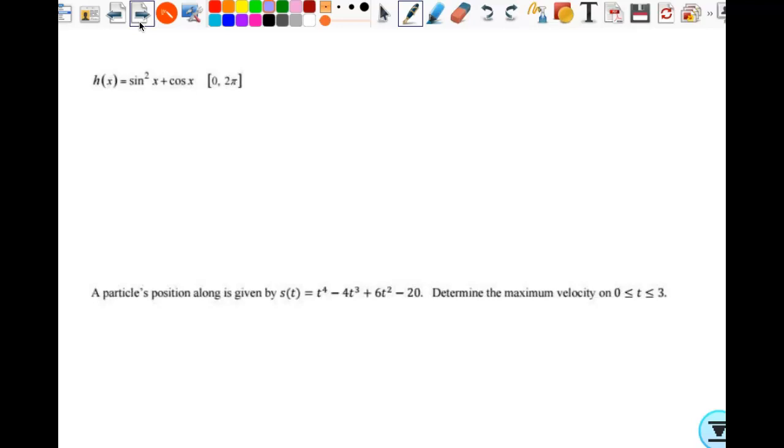Now we have h of x. I want you to find this derivative. Find this derivative, h prime of x.